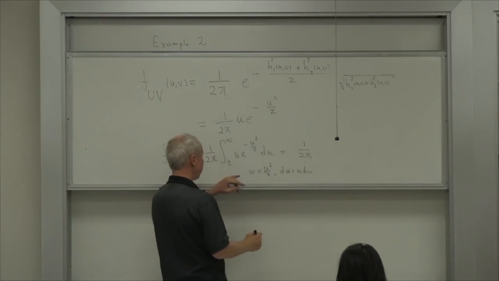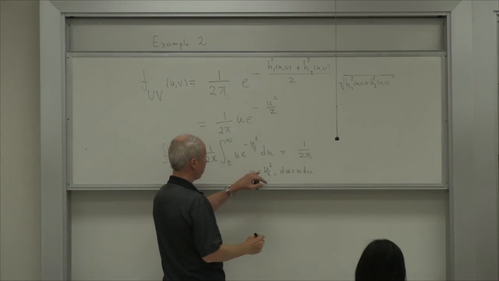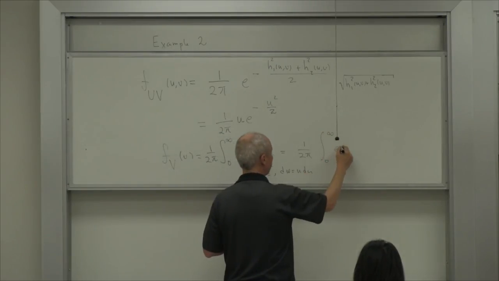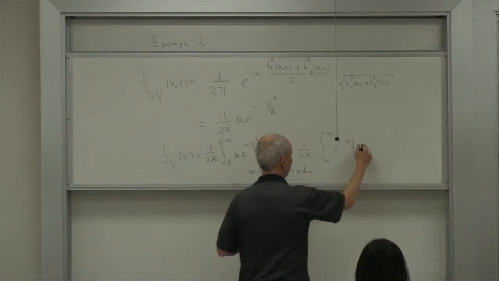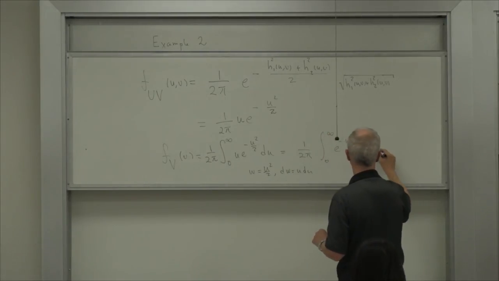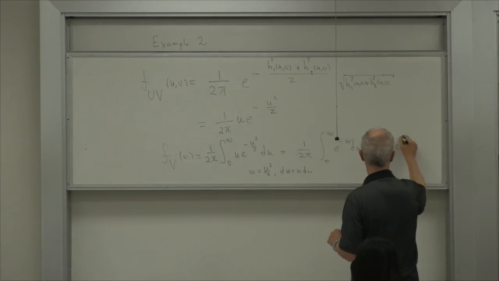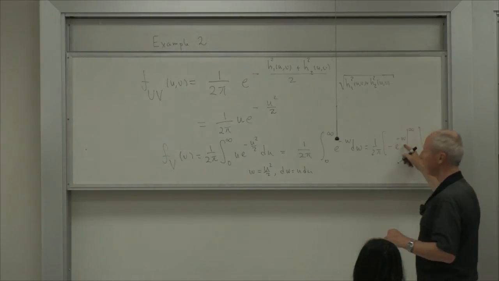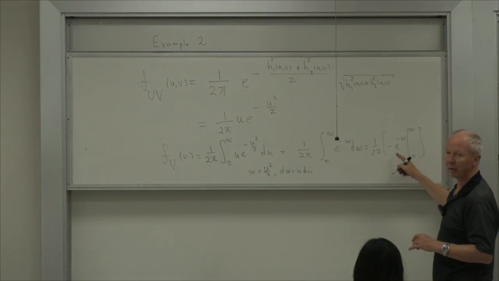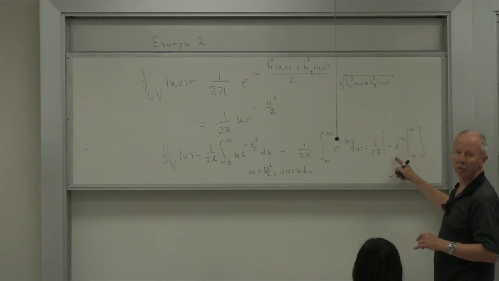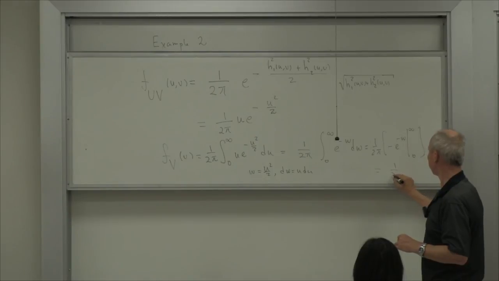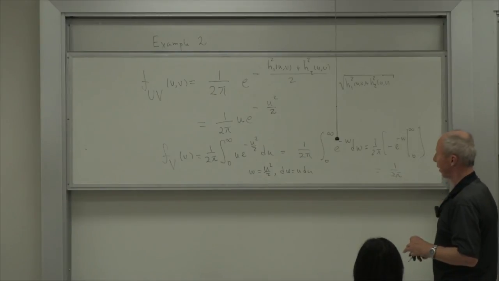What about the limits of integration? When u is 0, w is 0. When u is infinity, w is infinity. 0 to infinity, e to the minus w dw. And that's 1 over 2 pi times minus e to the minus w evaluated between 0 and infinity. The value of this at infinity is 0. The value of this at 0 is minus 1, but I have to subtract it, so it becomes plus 1. So I get 1 over 2 pi. So that's the density for capital V.